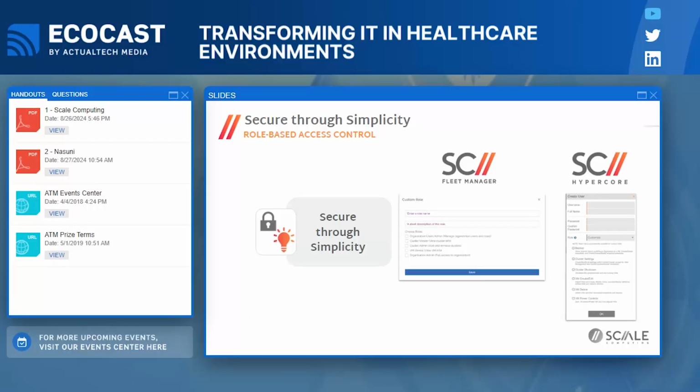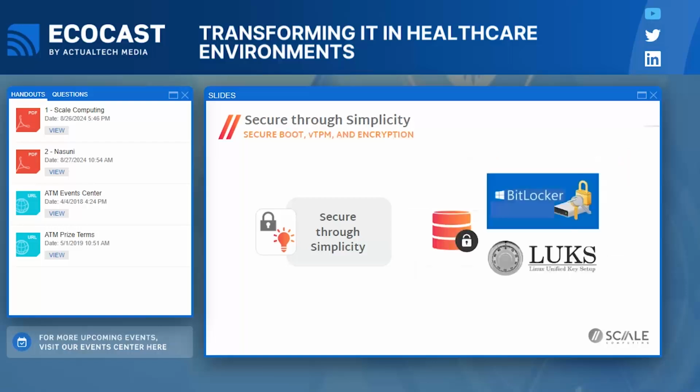Now, the bottom line is the platform's role-based access controls provide granular control over user permissions and ensure actions are logged and monitored for compliance. Now, further protecting the data is also important. When we talk about protecting the data, we can enhance security in these virtualized footprints with our vTPM capabilities.